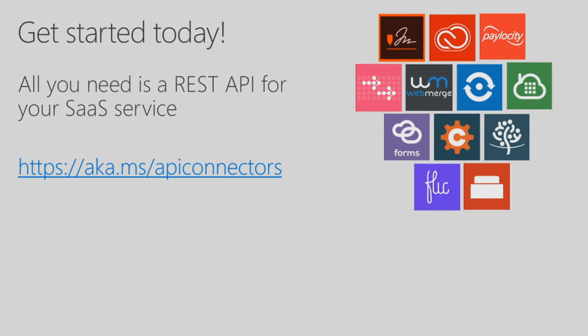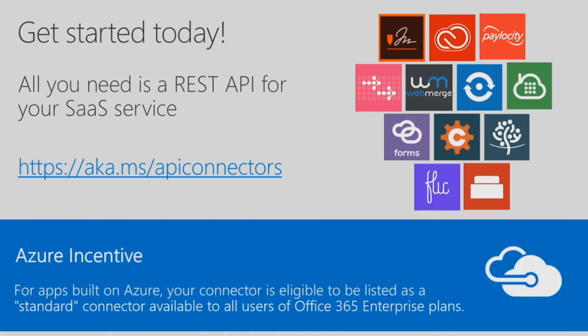So folks, all you need to build a connector for your service is a REST API. If you're building your app on Azure or hosting your app on Azure, the great news is you qualify for the standard connector benefit. What this means is that your connector will be available to all users of Office 365 enterprise plans without them having to sign up for a paid offering of Flow or PowerApps. So find the link on the screen, aka.ms/swag API connectors, to find more documentation, sign up, and learn more about the kinds of things you can do. So let's get started and join the extensibility party today.